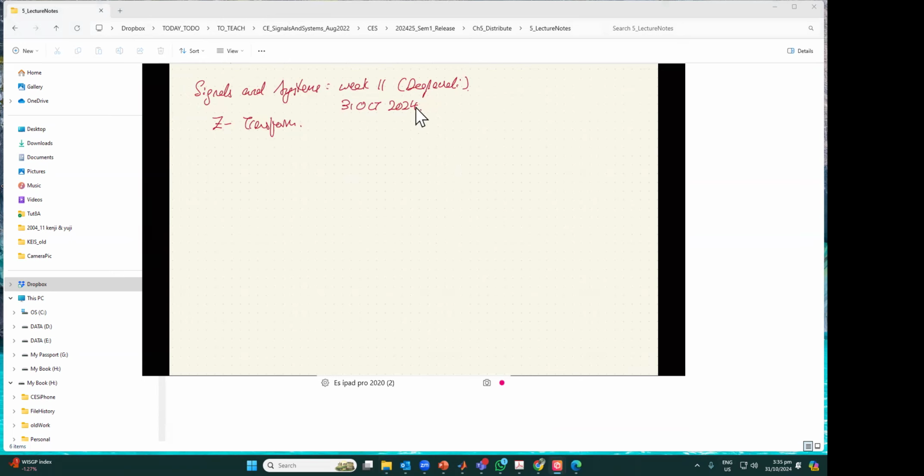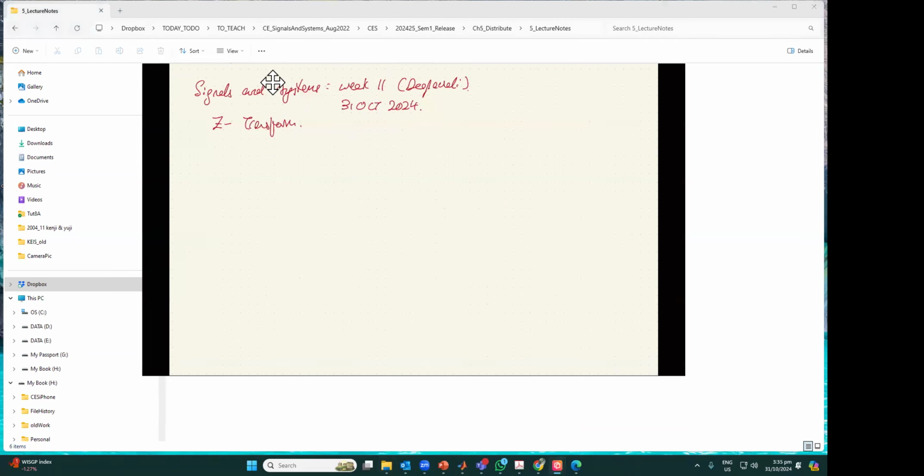Okay, today is the 31st of October 2024. Happy Deepavali. And we are now at Z Transform, the second lecture. It should be 2 hours long. And once we are finished with this, we are done with Z Transform.